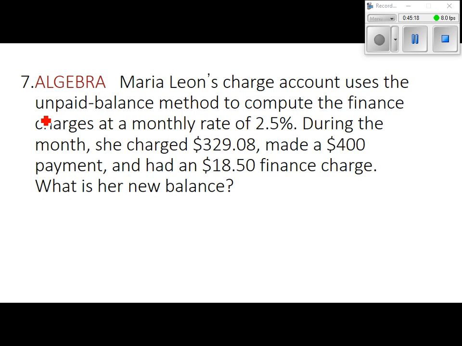Maria Leon's charge account uses the unpaid balance method to compute the finance charges at a monthly rate of 2.5% during the month. She charged $329.08, made a $400 payment, and had an $18.50 finance charge. What is her new balance?